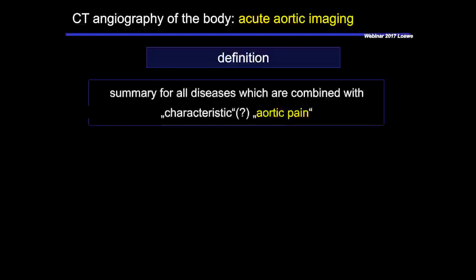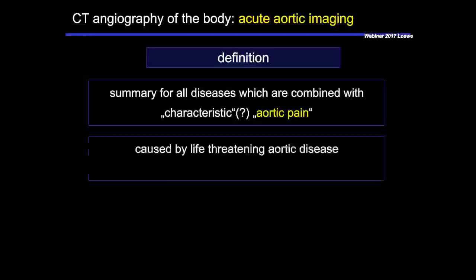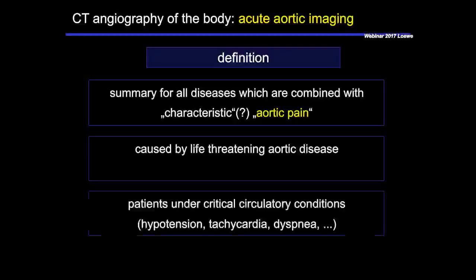However, it's a very bad disease with a very dismal, very poor prognosis and a high mortality rate in case of no treatment or in case of delayed diagnosis. The summary of all these diseases under the term acute aortic syndrome, they are characterized by typical or more or less typical aortic pain, which is typically located dorsally. And the reason for this aortic pain are different life-threatening aortic diseases. And usually the patients are already under very critical circulatory conditions when they reach the hospital.